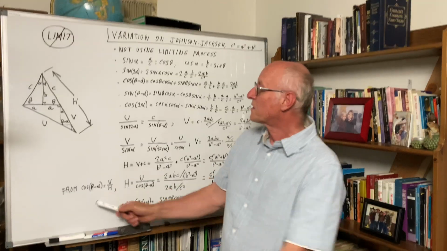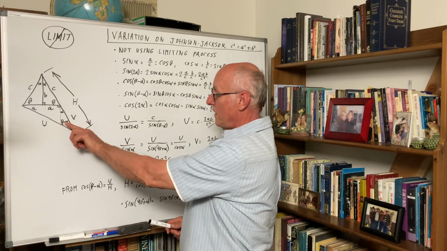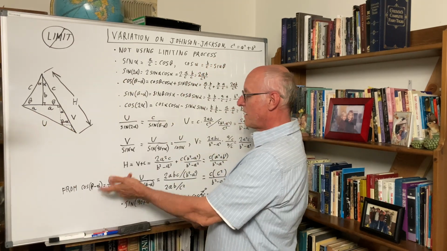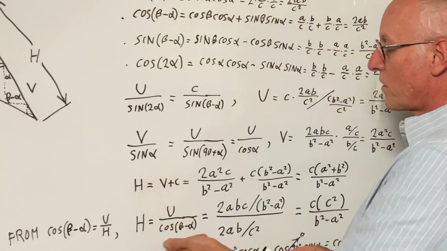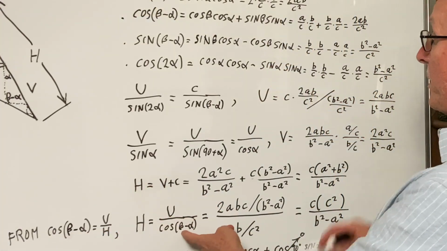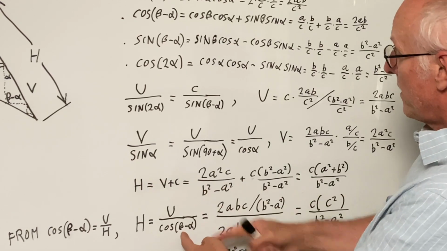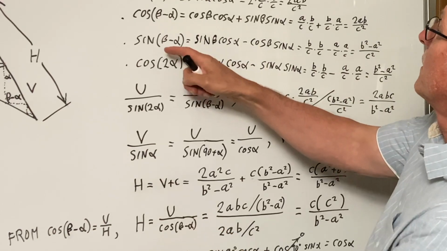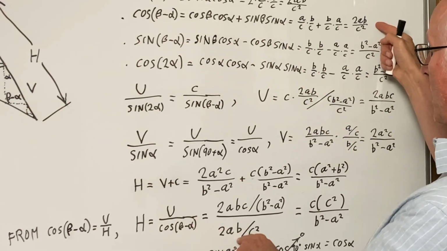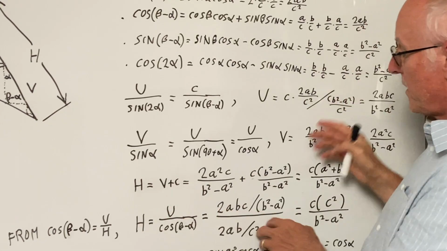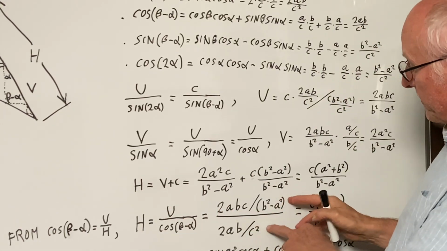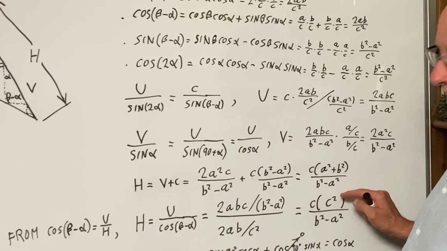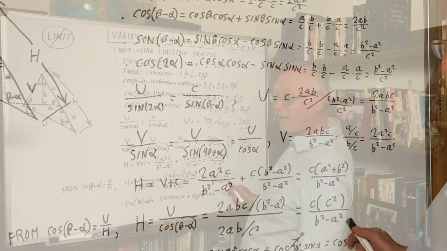But from cosine of beta minus alpha, that's u over h, adjacent over hypotenuse. And so rearranging, we get h as u over cosine of beta minus alpha. Well, we know what u is, and we know cosine of beta minus alpha. That's this one, 2ab over c squared. So you plug in all these ratio factors, simplify, and you get c times c squared, the whole thing over b squared minus a squared.